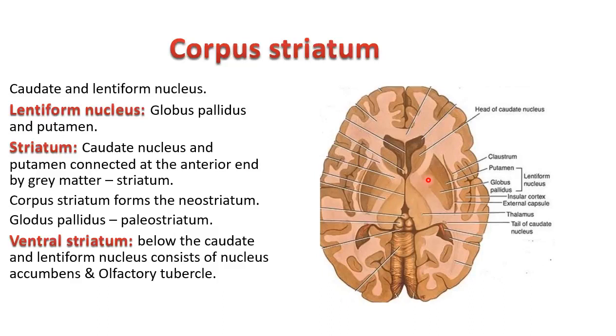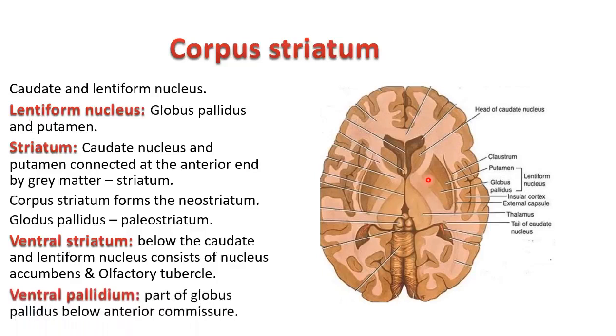So the ventral striatum is mainly seen in your olfactory areas, and you also have something called the ventral pallidum. When you look at the globus pallidus, the lower part is crossed by the anterior commissure. Thereby, some part of the globus pallidus is detached below the anterior commissure as the ventral pallidum. So these two parts are also discussed, but not in much detail.